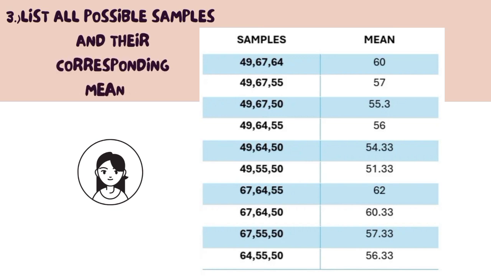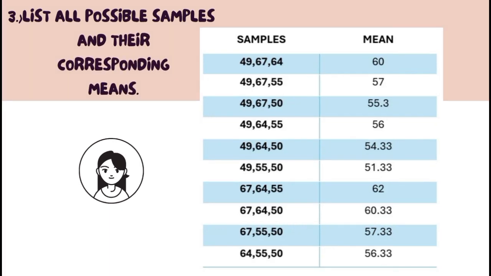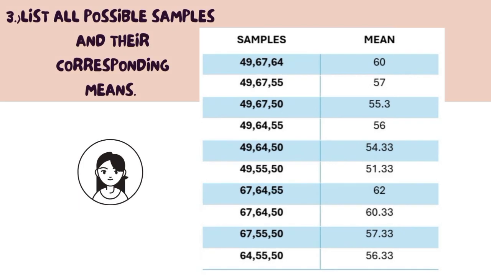Step 3. List all possible samples and their corresponding means. To solve this, just simply add the samples. For example, 49 plus 67 plus 64 is equal to 180, and simply divide it by 3. So 180 divided by 3 is equal to 60. So the sample 49, 67, 64 has a corresponding mean of 60.